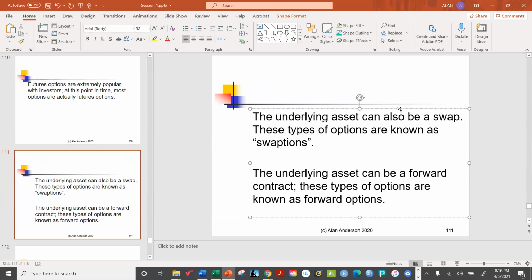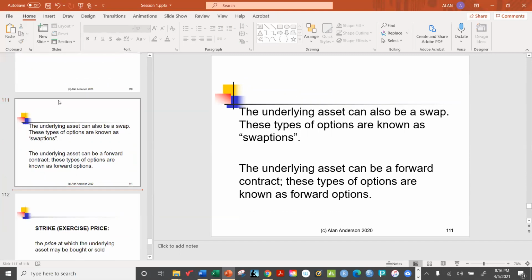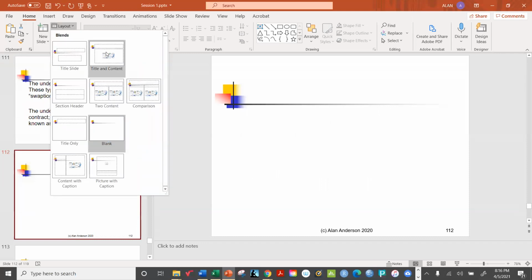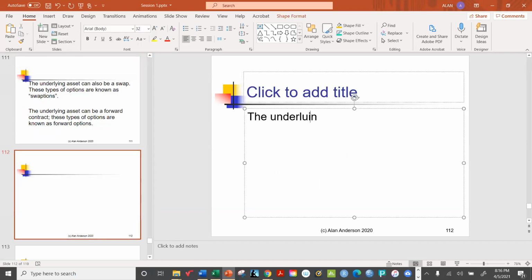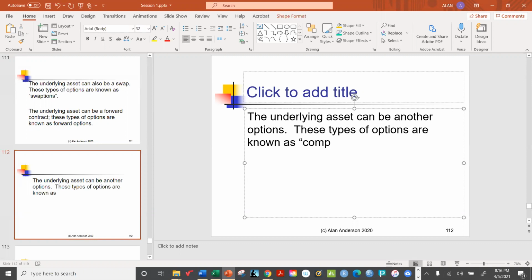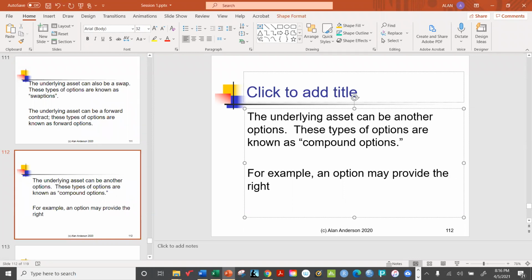So in other words, you can have derivatives based on each other. And not only that, but here's where it gets really weird. The underlying asset can actually be another option. These types of options are known as compound options. In other words, for example, an option may provide the right to buy another option at a predetermined price. And you can see it can get very messy.